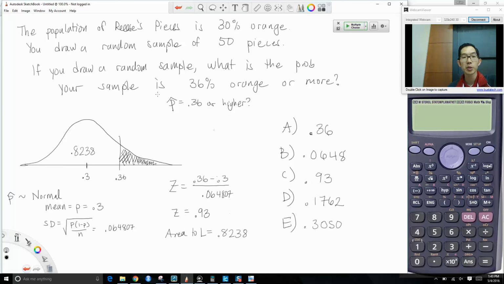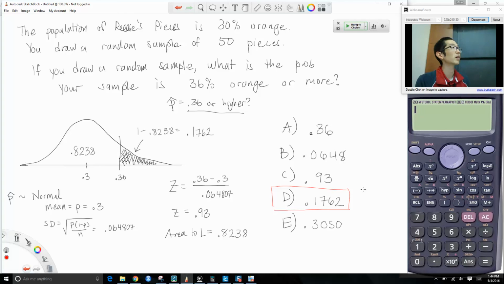Okay, but here we're asking 0.36 or higher, so we want this side, the area to the right, so we subtract off 0.8238 from 1. Okay, conversely, I could have looked up negative 0.93, and I would have gotten 0.1762. So there is our answer there. Is that okay? All right, let's try another one of these problems.